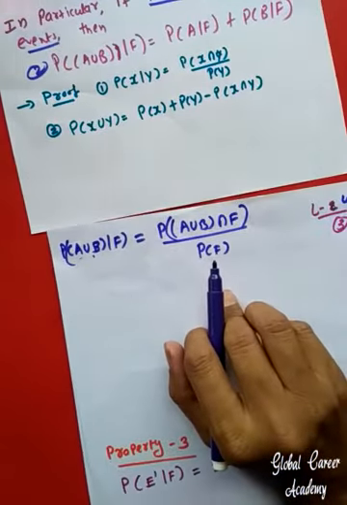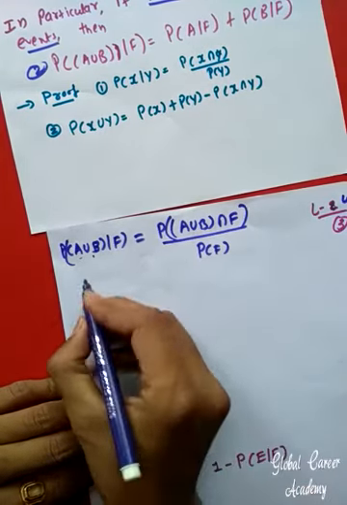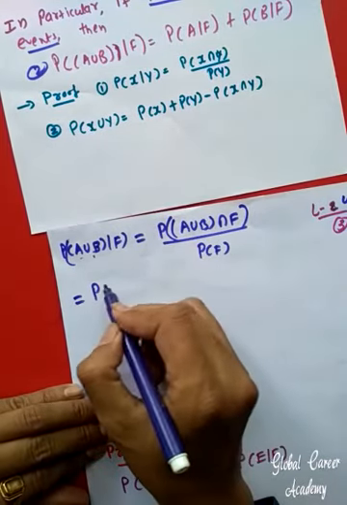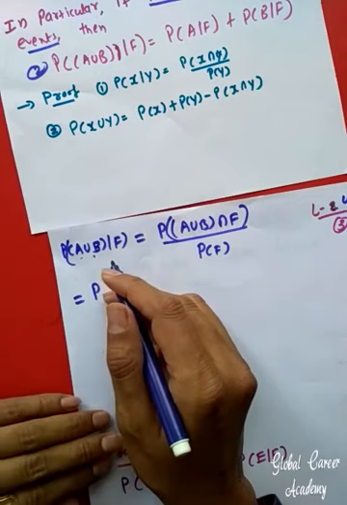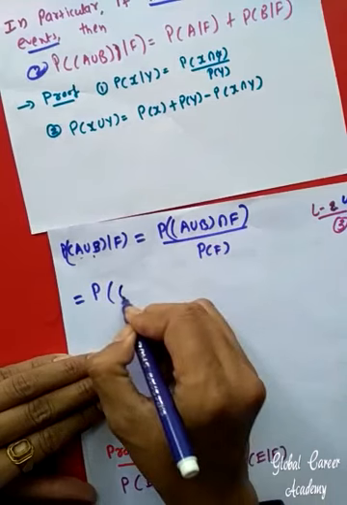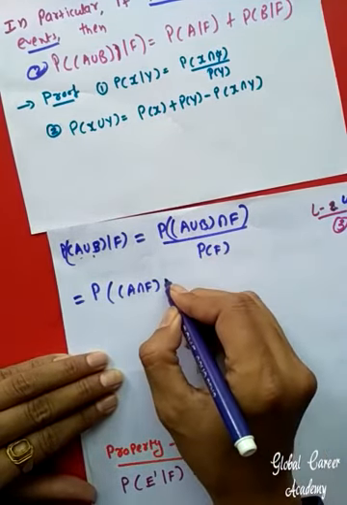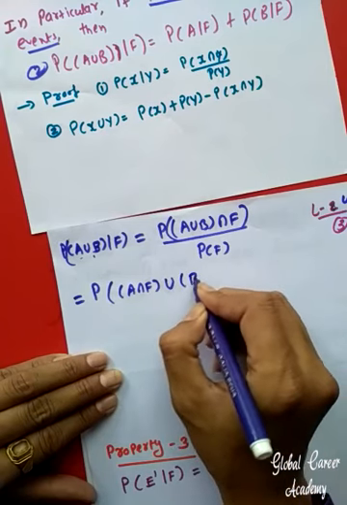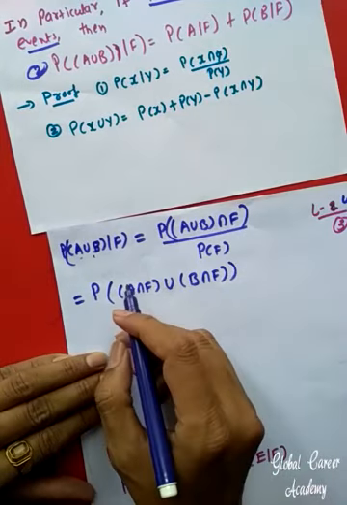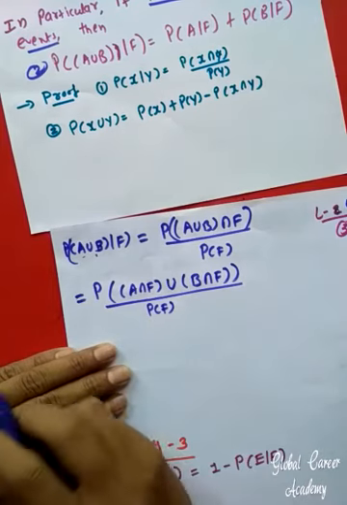Now we are going to use the distributive law from sets. Okay, so how can I write this equation? Let us apply the distributive law and see. So it will be A intersection F union B intersection F, right? And then I will divide it by P of F, right?